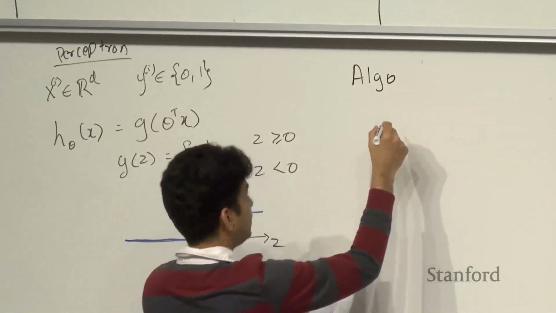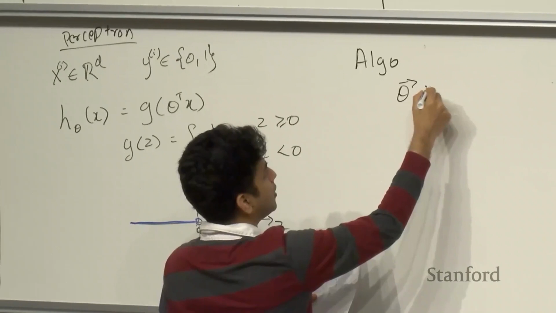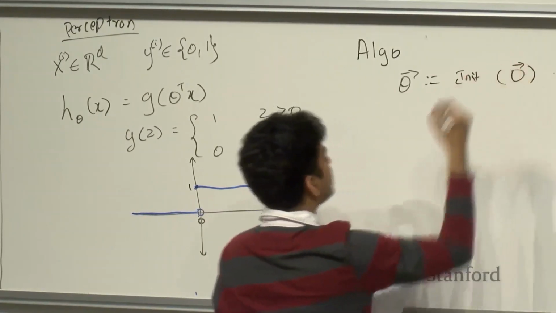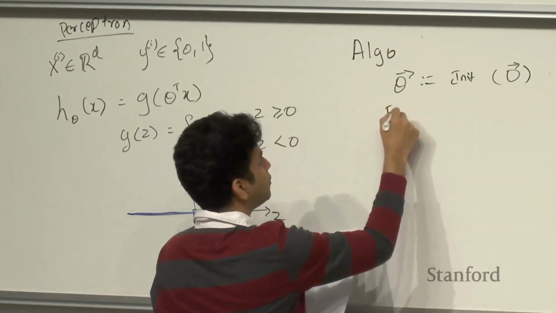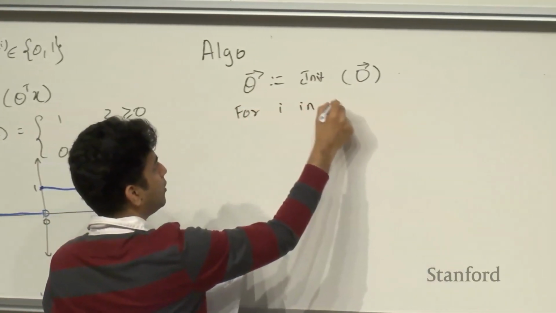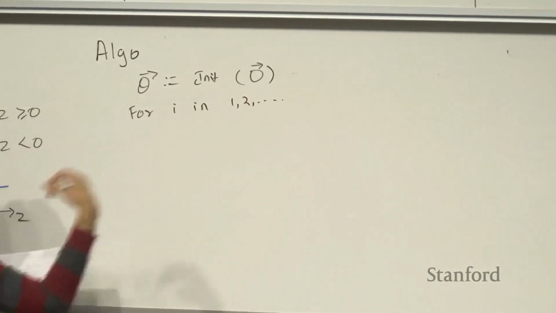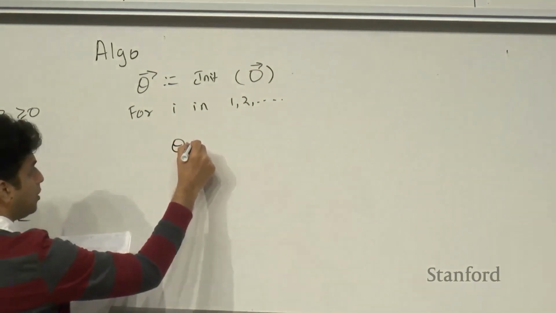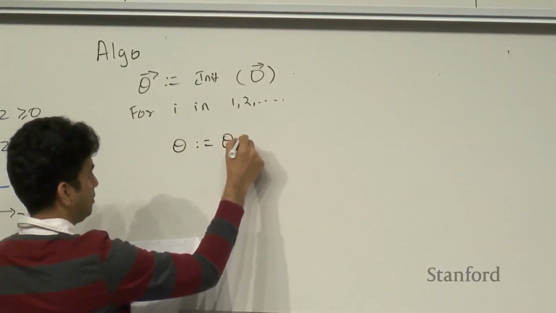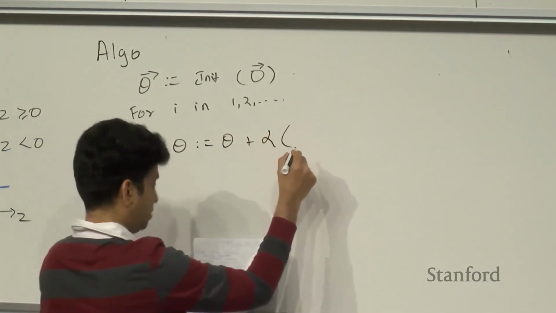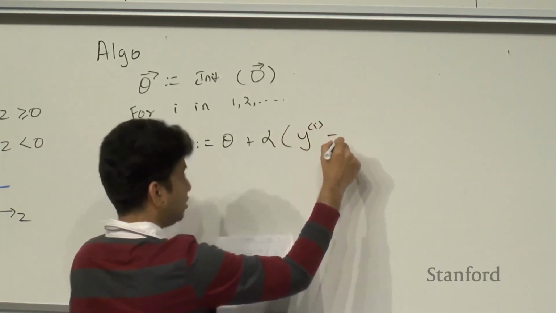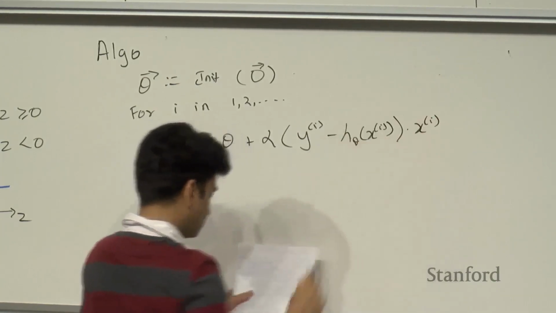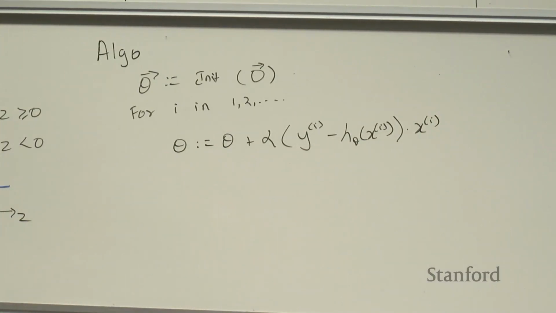So set your theta to be some initialization. Generally it is just the 0 vector, that works totally fine. And for i in 1, 2, and so on, just a stream of examples that are coming at you, you perform theta equals theta plus alpha times (yi minus h theta of xi) times xi. Okay. What's happening here?